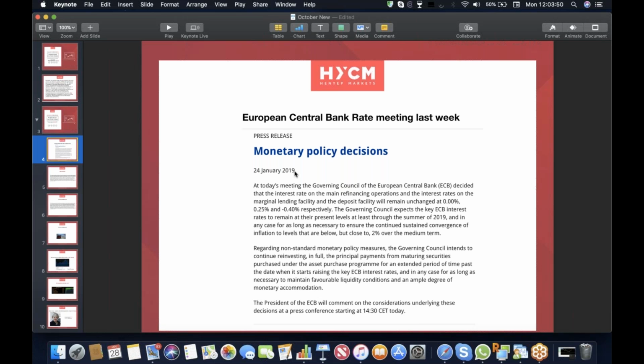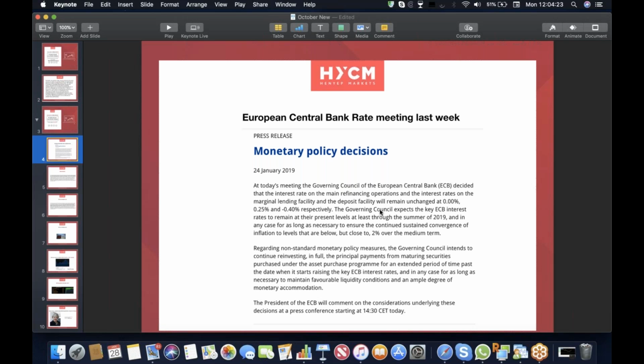Now, what they'd explained, you can see here, this is one of their monetary policy decision press releases from last week on the 24th of January. They said that they expect the key ECB interest rates to remain at the present level at least through the summer of 2019. And in any case, for as long as necessary to ensure the continued sustained convergence of inflation to levels that are below but close to 2% over the medium term. So that was the expected part of the meeting.